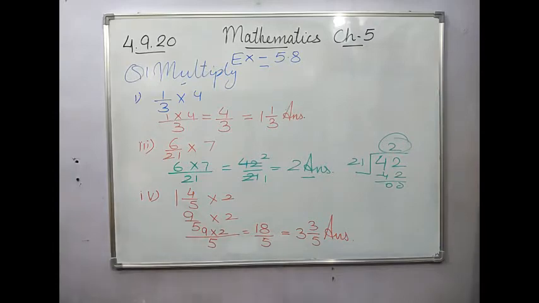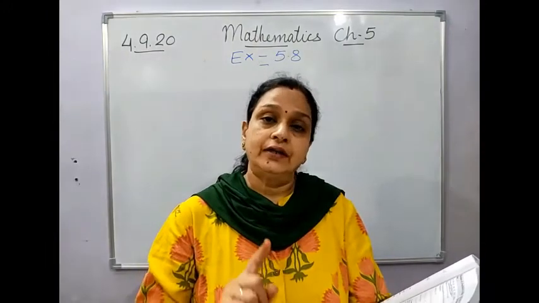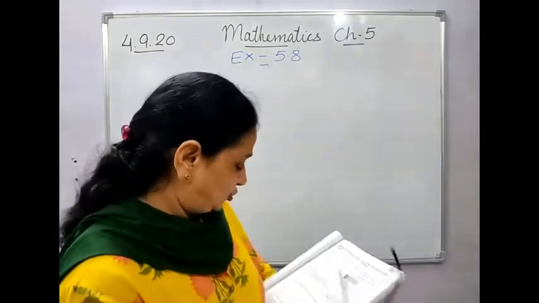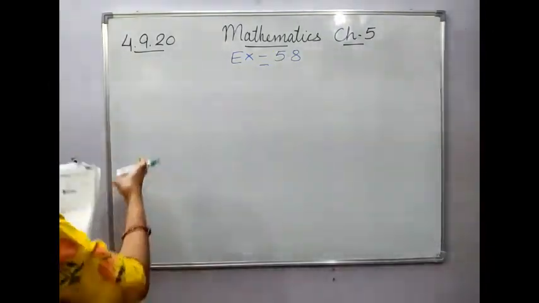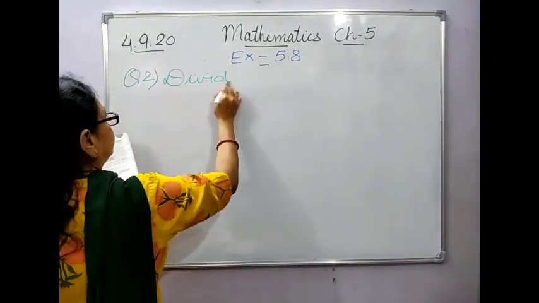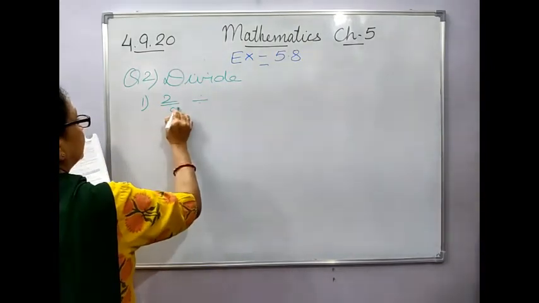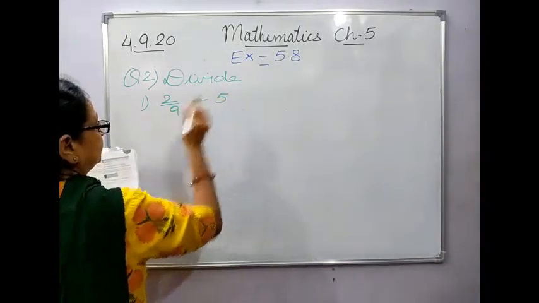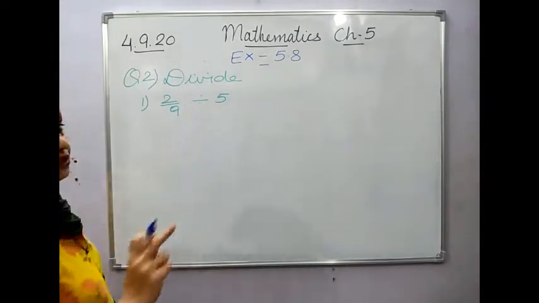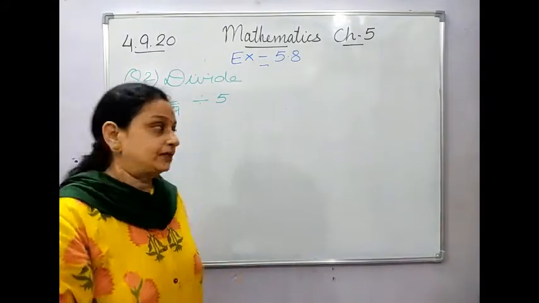Have a look. Children, the remaining sums of question number 1, along with these sums, you will be practicing in your copies. So question number 2, divide. First, 2 whole number 9 divided by 5. As I have told you, it's very simple. The sign of division will be changed into multiplication, and the divisor by which you are dividing will get reciprocated.